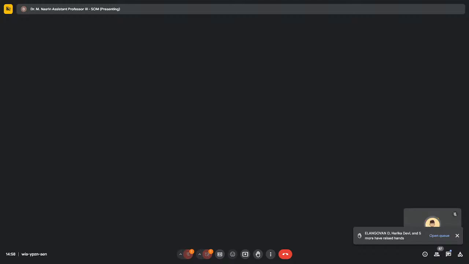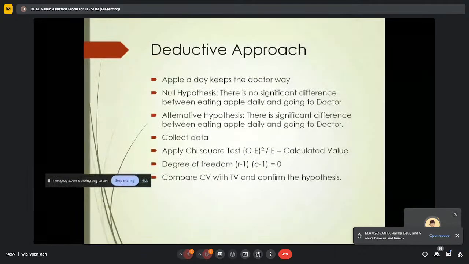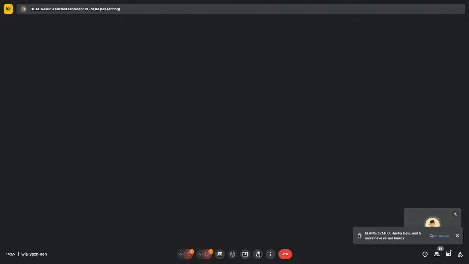At the end of the 10th day, I am making a report, maintaining a report of how many people who ate the apple went to the doctor and how many did not. Two data I got. Then another group who didn't eat apple for the 10 days: how many people have gone to the doctor and how many have not. Again another two data I have got. Totally I got four data.